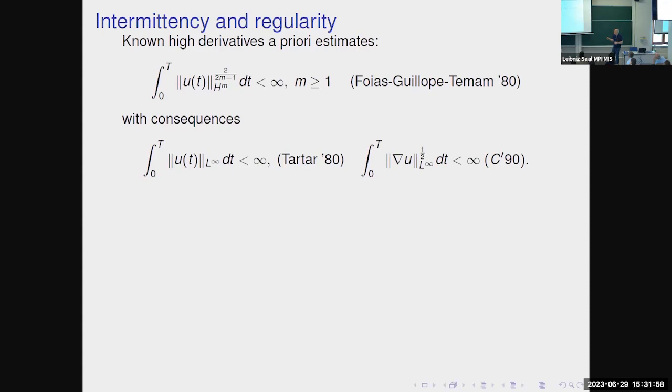So in this business, for weak solutions of Navier-Stokes, there are high derivative results that go back to the 80s. And H^m is the good old Sobolev space based on L2. So m derivatives in L2. This is the exponent. As you notice, as m goes larger, this exponent goes down.